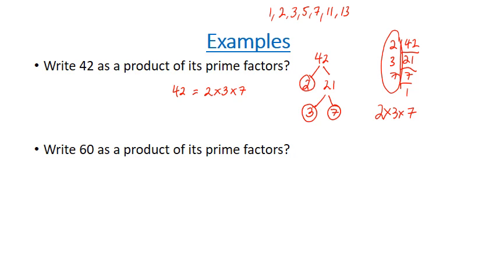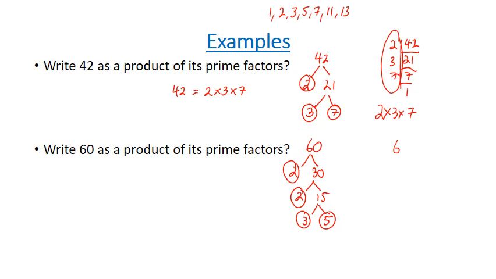If we wanted to do the same thing for 60 using a factor tree, we'd divide by 2 first, because we know it's an even number. That would give us 30. We could divide by 2 again. That would give us 15. I'd try and divide by 3. That would give us 5. And you'll notice that these are all prime numbers.